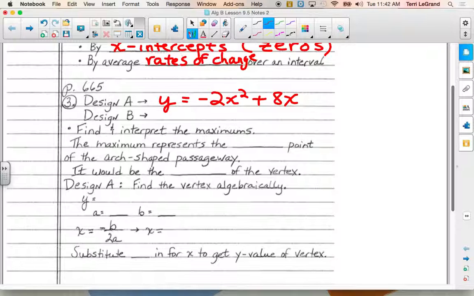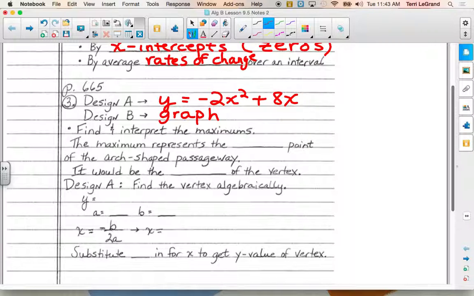So both of these actually open down, which makes sense, right? An archway, that is a passageway. So we have at least a little bit of a mental picture of it. And then for design B, that's actually a graph, so any information we get from that one, we're going to have to get from the graph. Okay, so the first thing we're going to do is find and interpret the maximums.